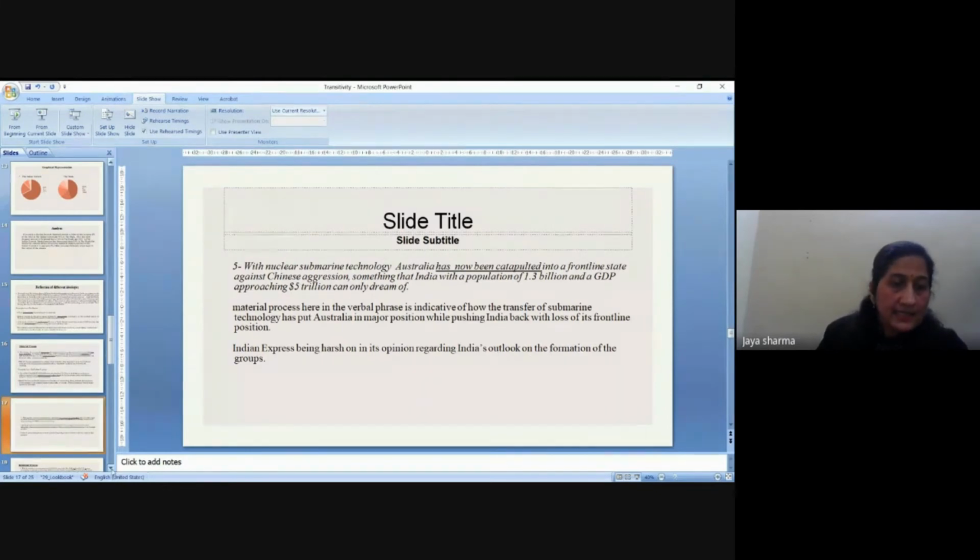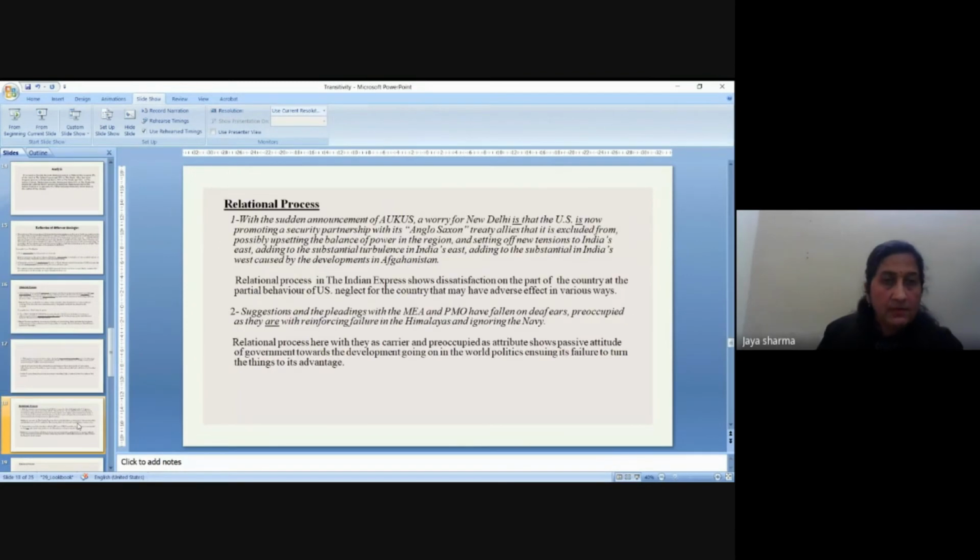And then next is the relational process. "With the sudden announcement of AUKUS, a worry for New Delhi is..." that verb ascribes a relational process, and the Indian Express showed dissatisfaction on the part of the country, the partial behavior of the US and neglect for the country that may have adverse effects in various ways.